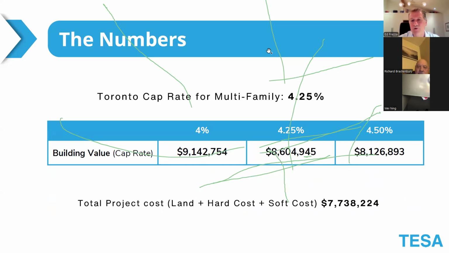So in Toronto right now, CMHC is using 4.25%. I know that because we've recently done some financings that we are in touch with MLI Select people that have confirmed that 4.25 is what they're using right now.